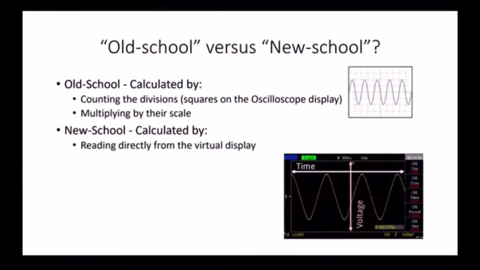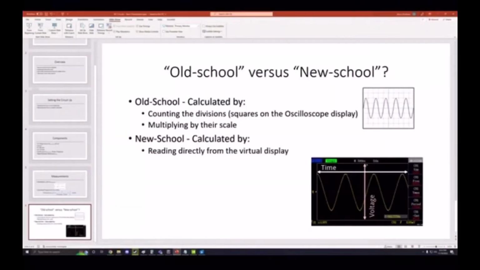Now, what is old school versus new school? Old school is calculated by counting the divisions, which are the little squares on the oscilloscope display, and multiplying that by their scale. While new school is calculated just by reading directly off the virtual display. It's a lot more straightforward. That being said, let's jump straight into our circuit.